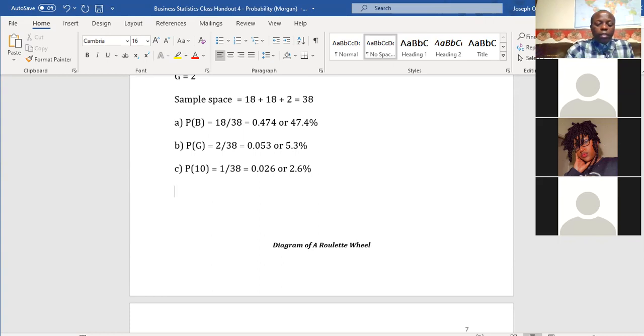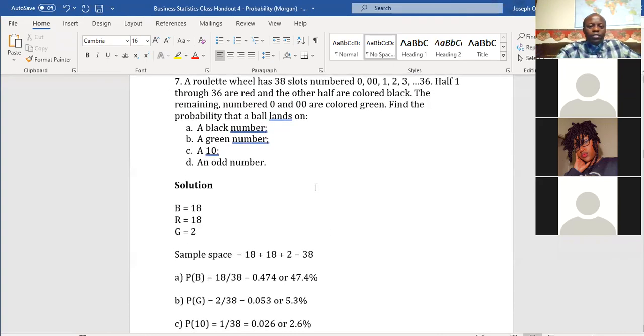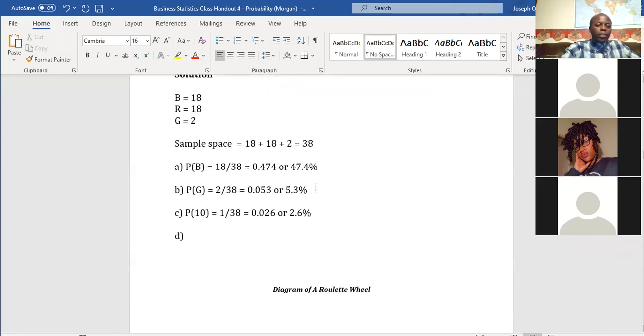Now, part D says that it falls on an odd number. Probability of an odd number.